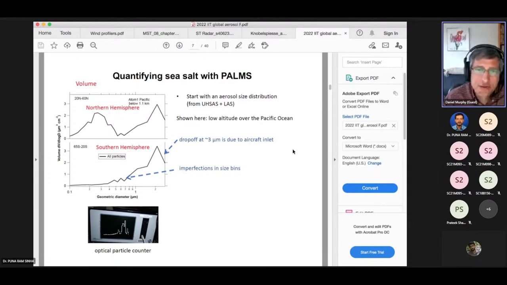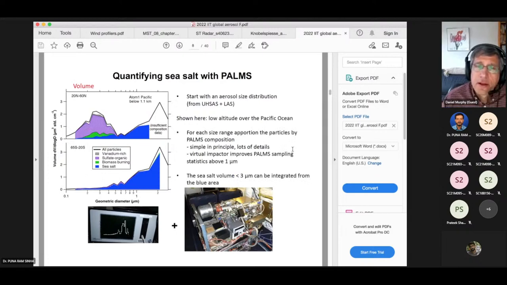particles, and then there's a mode of small particles in the northern hemisphere that isn't there in the southern hemisphere. So what we can do is we can put the PALMS data on top of this. So go to the next slide. And what we do here is we apportion the size distribution by the PALMS data.